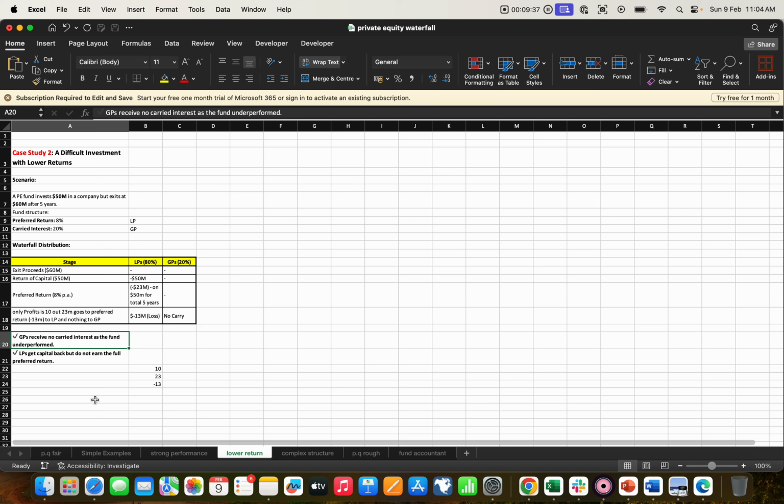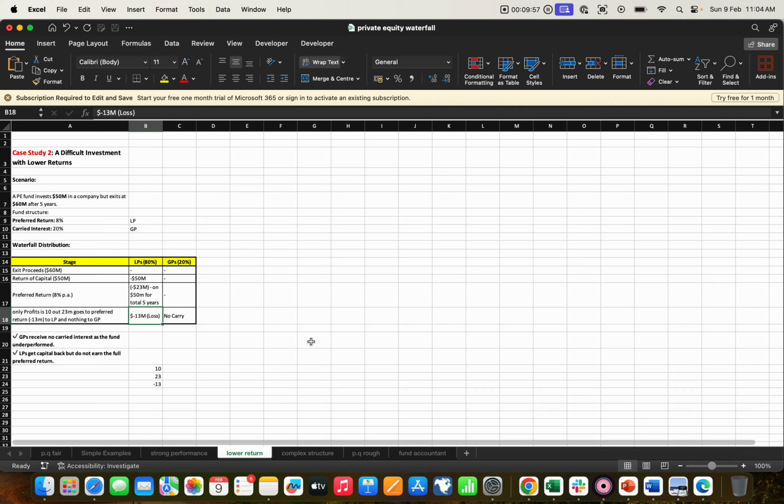The LP gets capital back but does not earn the full preferred return, because they earn only 10 million. How will they distribute the preferred return? So they get 10 million and the remaining 13 million is a loss. So that's why I show it in the negative.